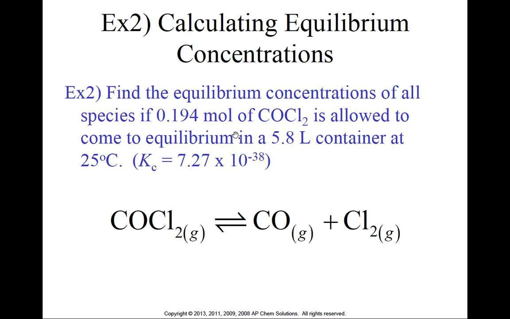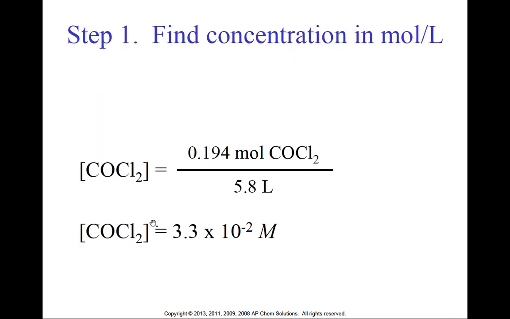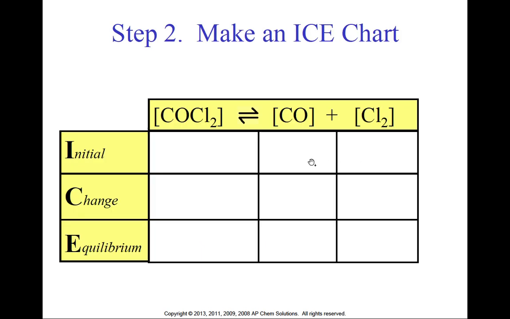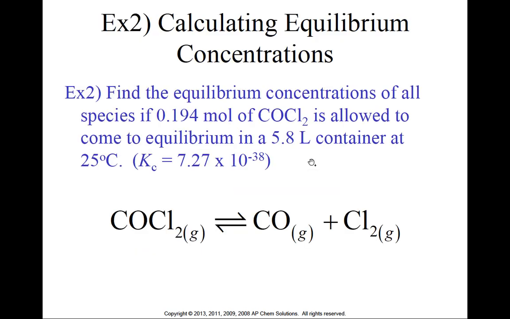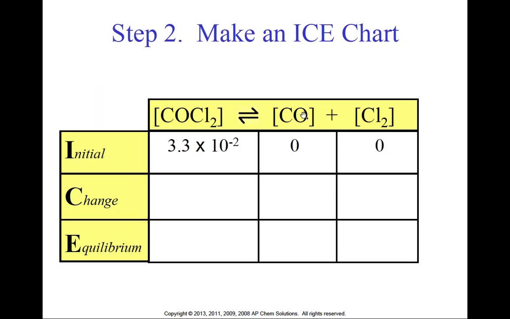We're given the Kc value, so once again we're going to write our equilibrium expression. So we have 0.194 moles of COCl2, which is a substance called phosgene, and we'll get more of what this is later. But the problem told us we only started off with phosgene. We don't have anything else there. COCl2, that's all we have. We have not made any CO, carbon monoxide, or any chlorine gas yet. We only have reactants. So we set up our ICE table.